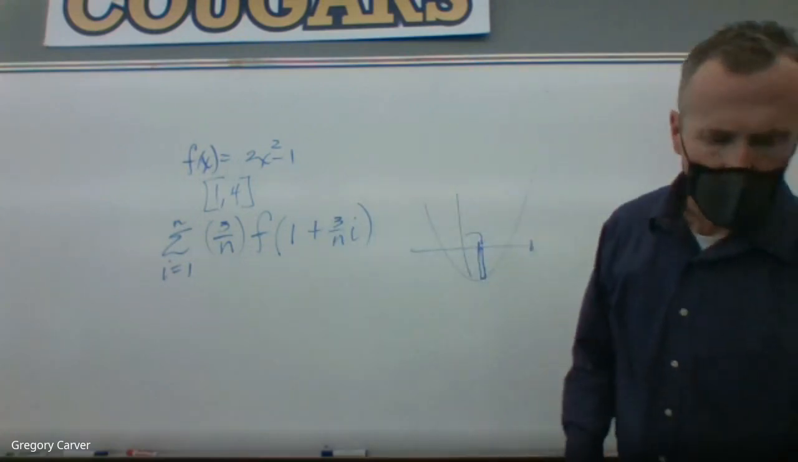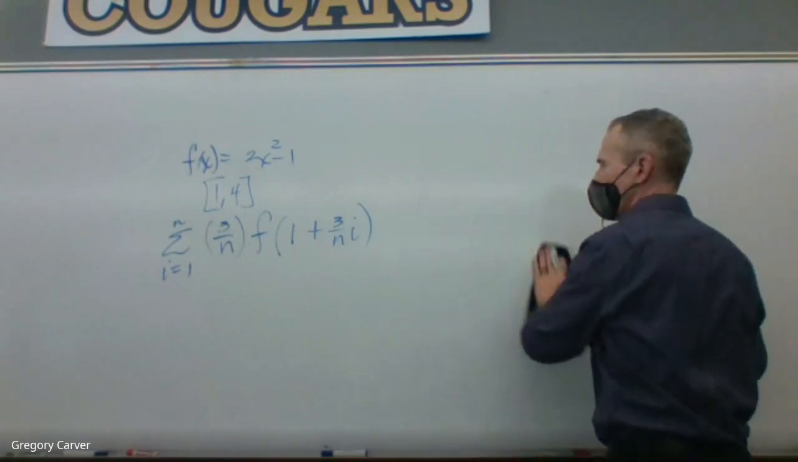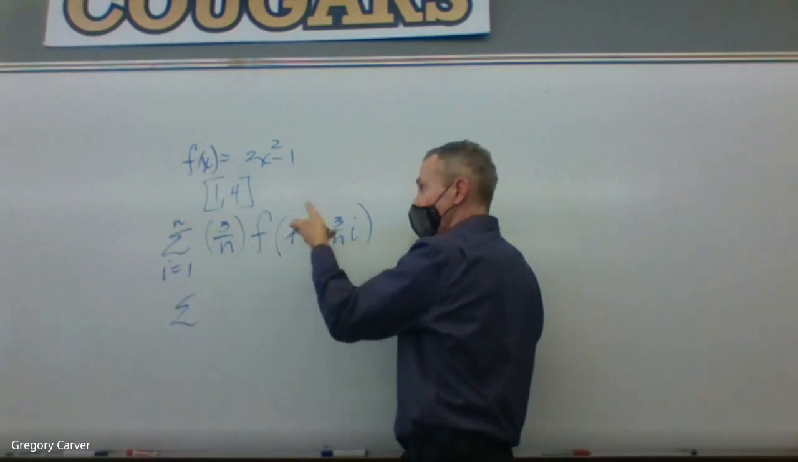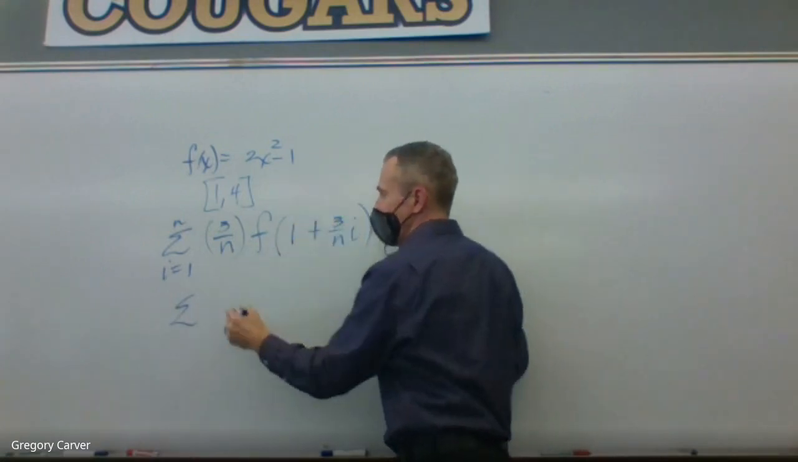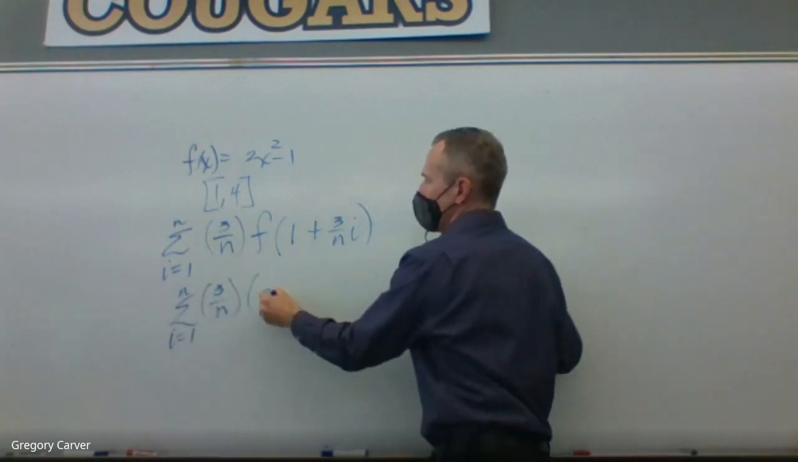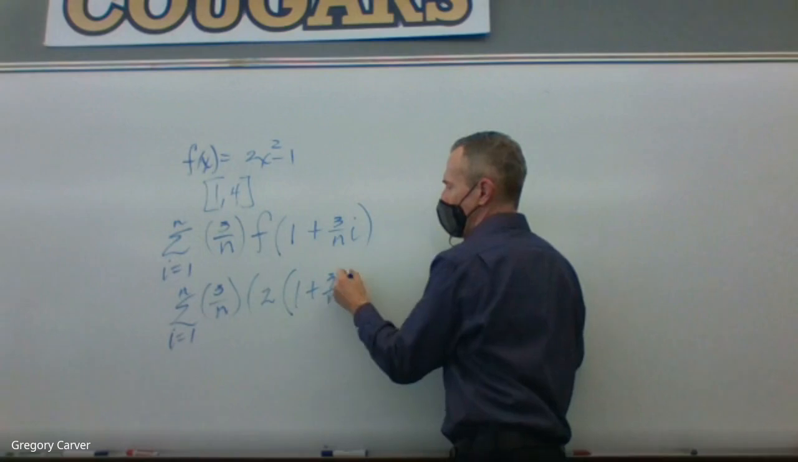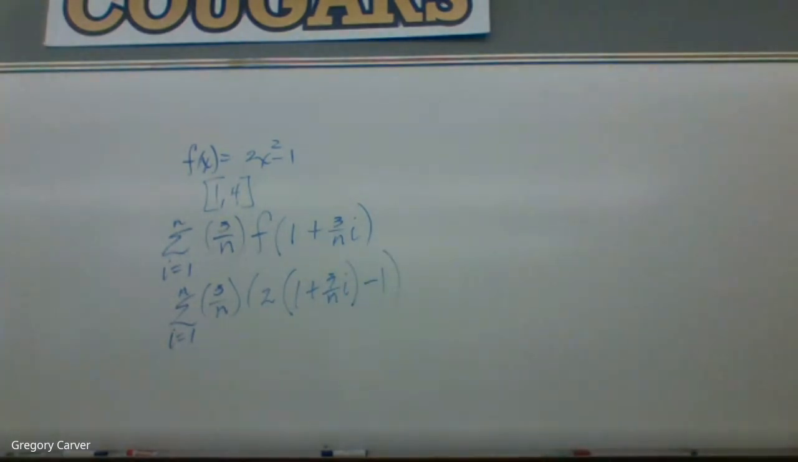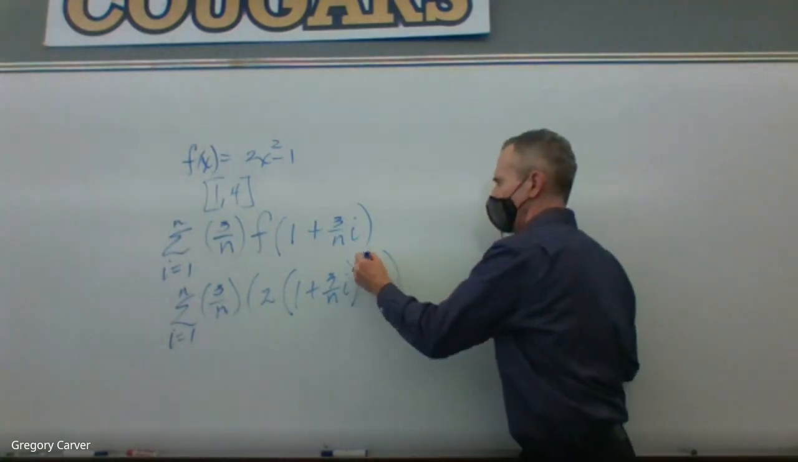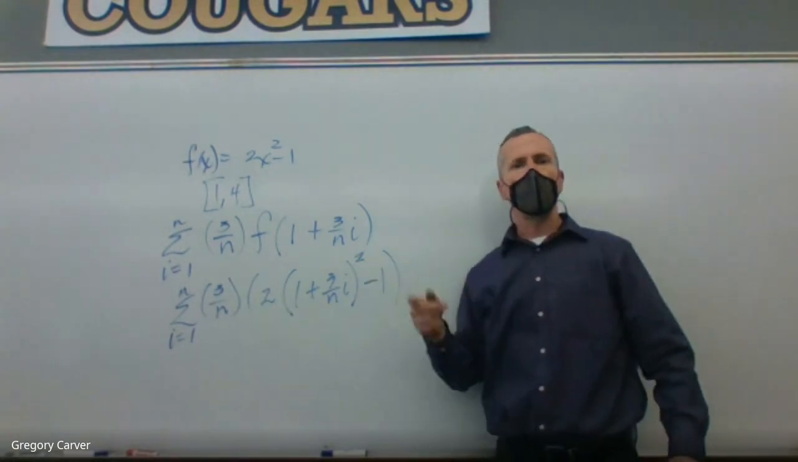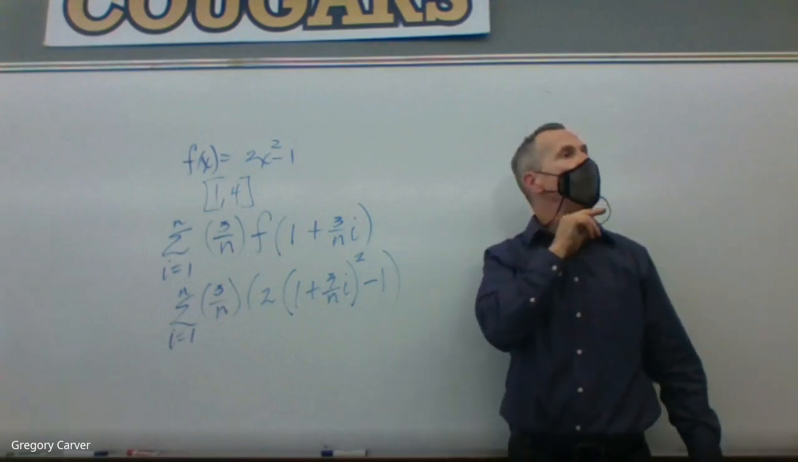Sound good? All right. Next step, plug that in for x. This is f of this. The way I do that is I take this and plug it into the x in f. This is the sum from i equals 1 to n, 3 over n, times 2 times 1 plus 3i over n, squared, minus 1. That should be squared. Yes, 2x squared minus 1, where x is now 1 plus 3i over n.